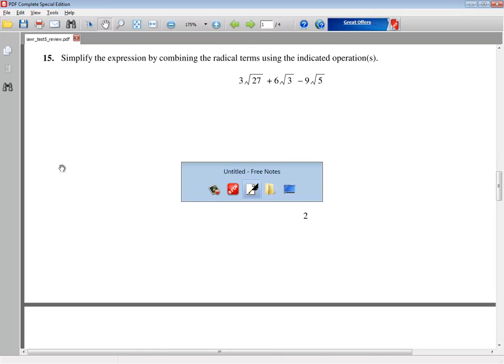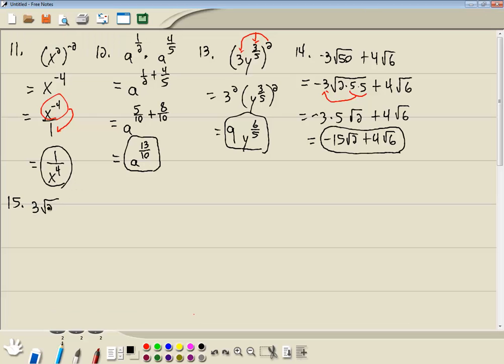Okay, number 15. We got 3 square root of 27 plus 6 square root of 3 minus 9 square root of 5. Again, you always want to simplify your radicals anywhere you can in a math problem. So let's do that first. 27 is 3 times 3 times 3. Now we can't do anything with the 3 in the second square root, and I can't do anything with the 5 in the third square root, so I'll leave those alone. Now remember, we're looking for pairs of something. So here's a pair of 3's. They're going to come out in front as a single 3.